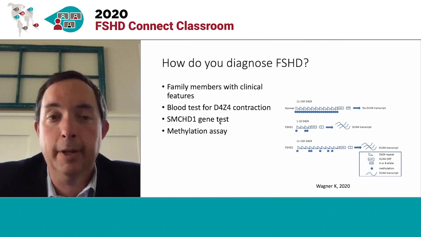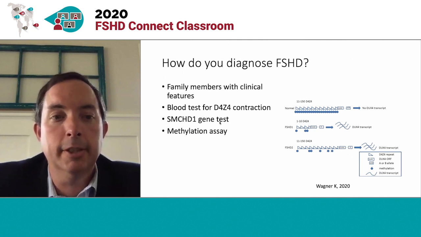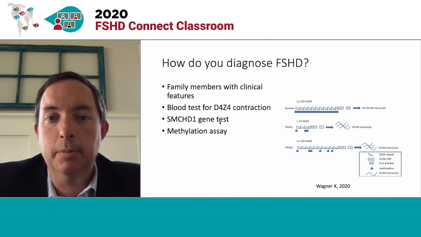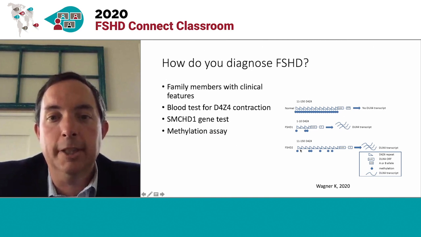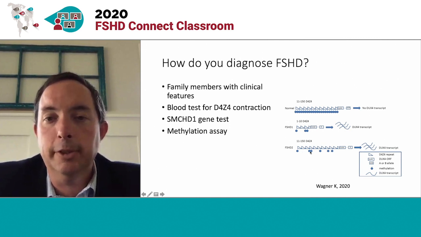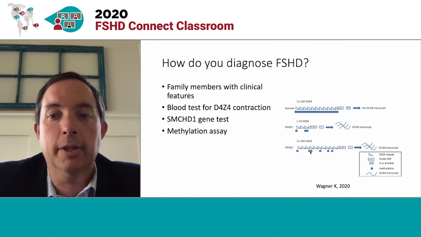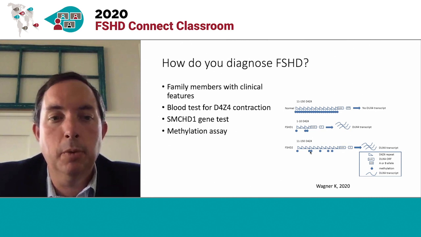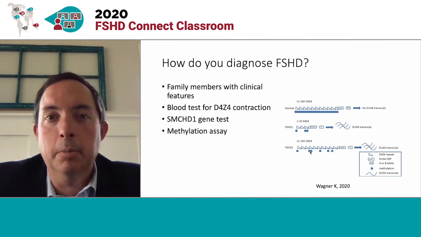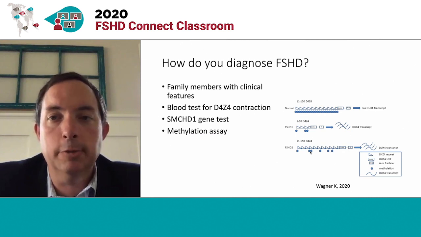If those two things fail, the definitive test is a methylation assay that's performed over that region. At the end of the day, you cannot have FSHD, to our knowledge, without hypomethylation of this region for one reason or another. And so that's certainly the most definitive test in terms of getting to a diagnosis. Some people will do these in sequence, and some people will do all these three tests together. Of course, that practice varies widely.